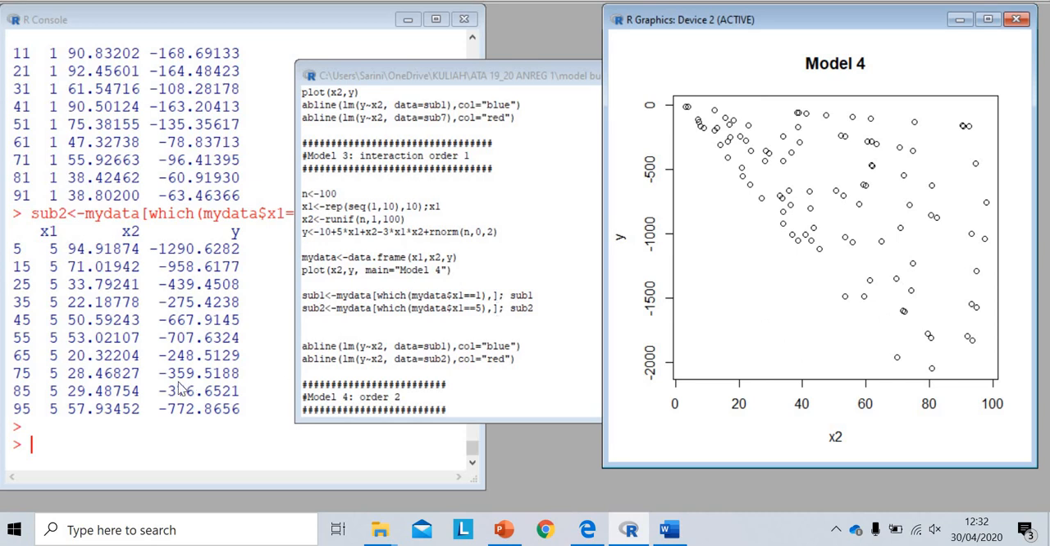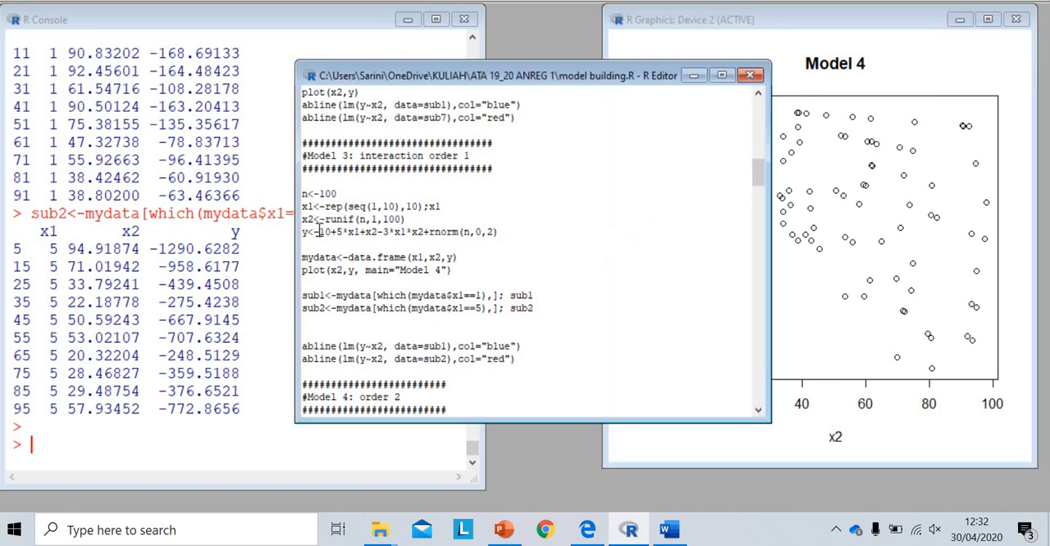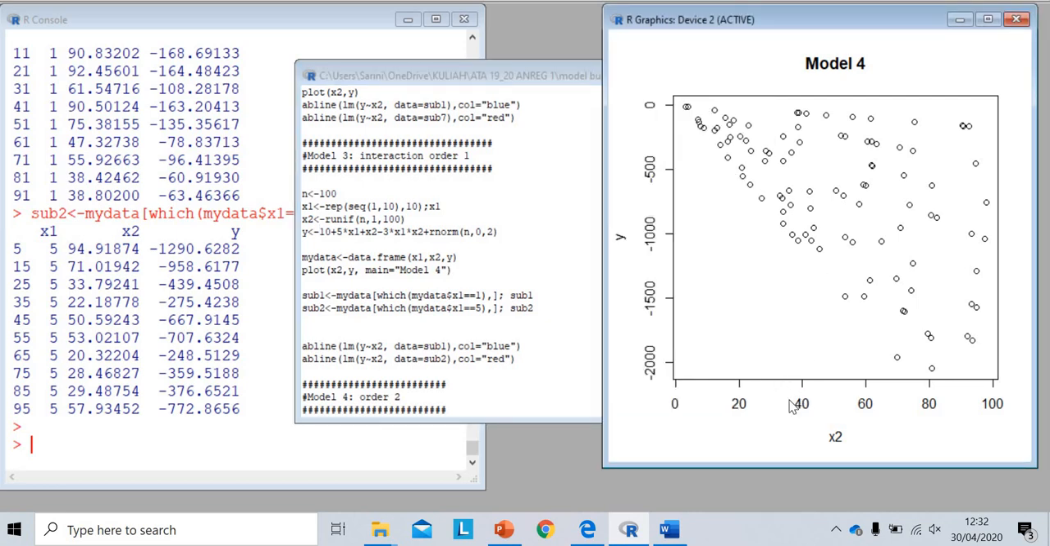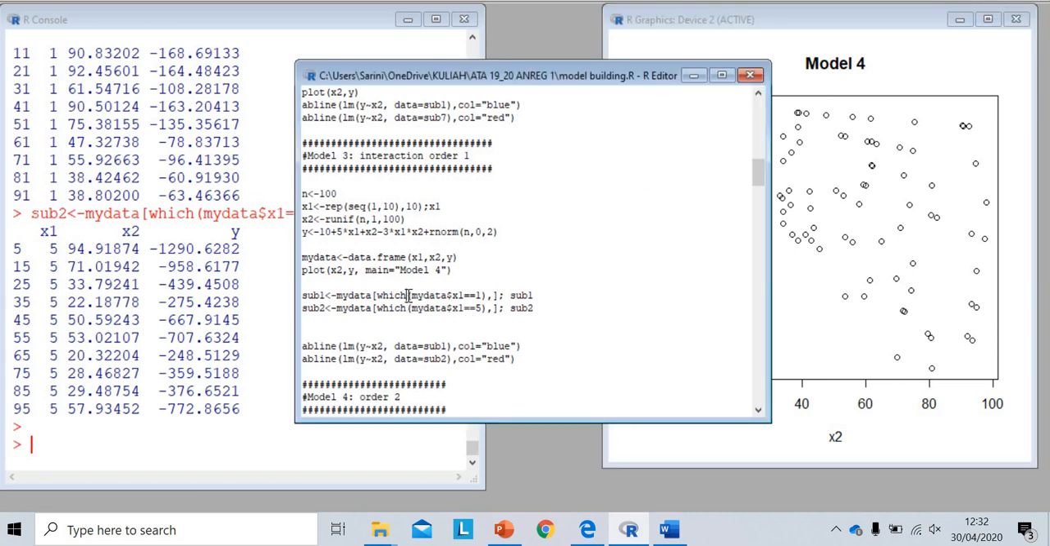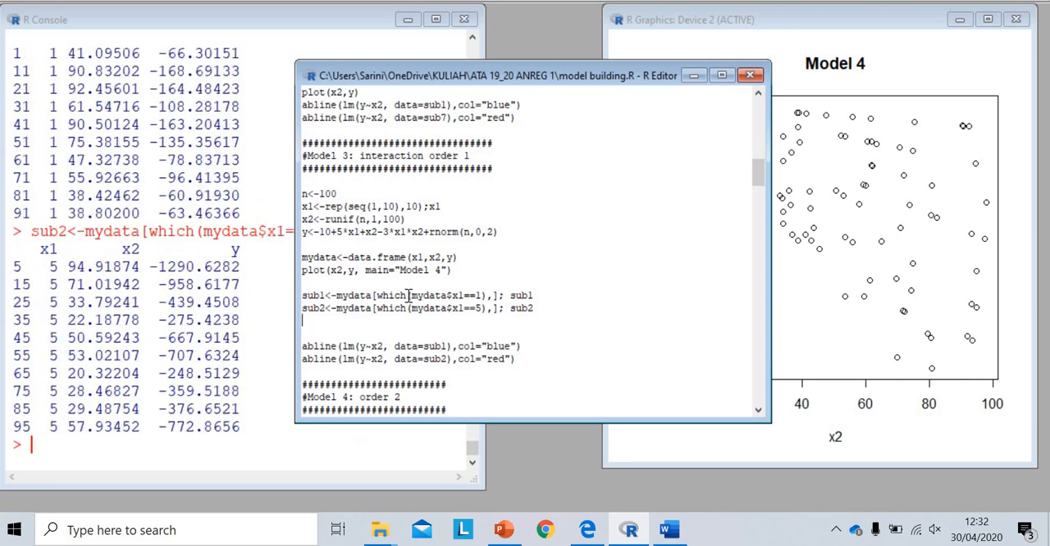So I generated just new data with a different scenario, and the data consists of x1 and x2 as well, and the response variable y, and here I plot x2 and y. So this is the relationship between x2 and y for the whole data, the whole sample size. But then if you want to look at the effect of x2 on y based on different values of x1, I mean.